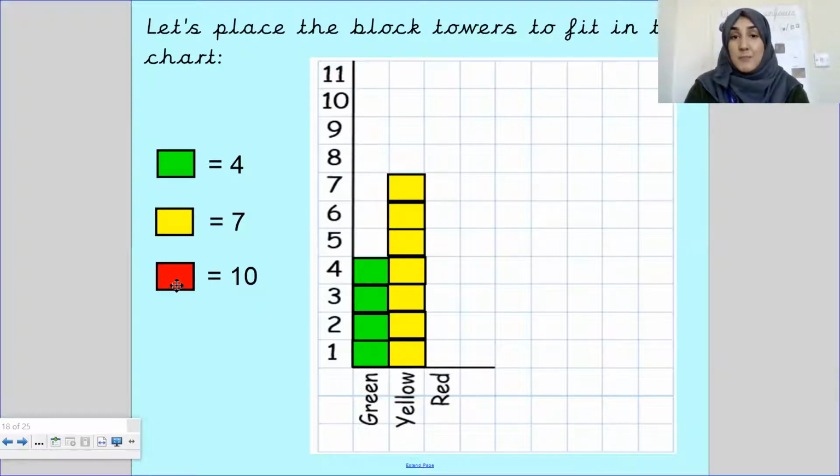Now, how many red blocks do I need to put into my block graph? Well done. And how do you know that? Because it says the red block equals 10. It's telling me, so this is a bit like our key that we use in a pictogram. It's telling me exactly how many objects I need to put in. So that's 1 there. Let's keep going.